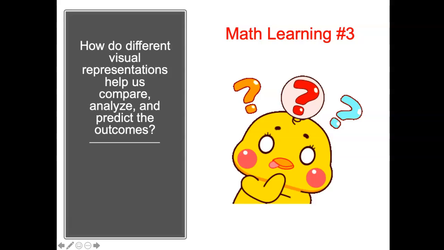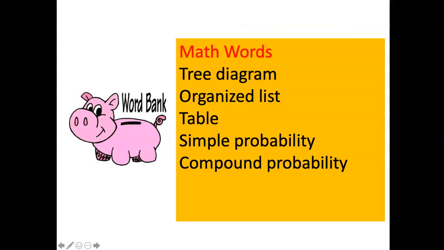Our conceptual question for this learning is, how do different visual representations help us compare, analyze, and predict the outcomes? Just like in the previous learnings, you must be able to answer this question at the end and provide evidence as well. So here are your math words. Make sure that you now have your notebooks so that you can write down some notes. Make sure that you understand these words later on.